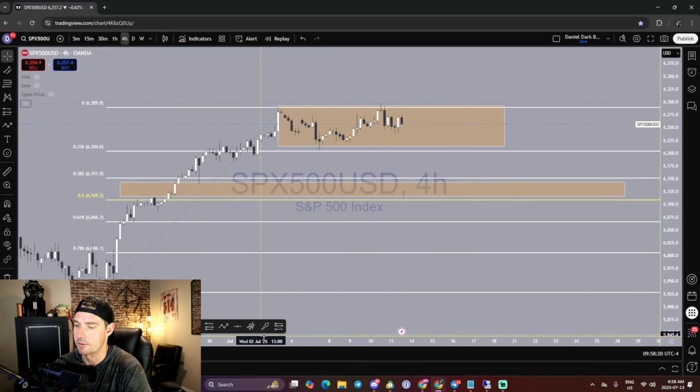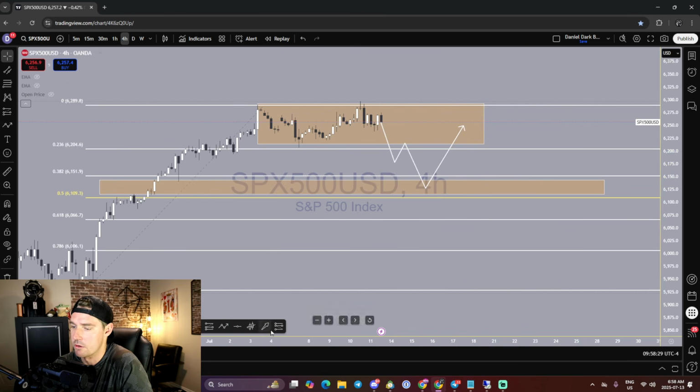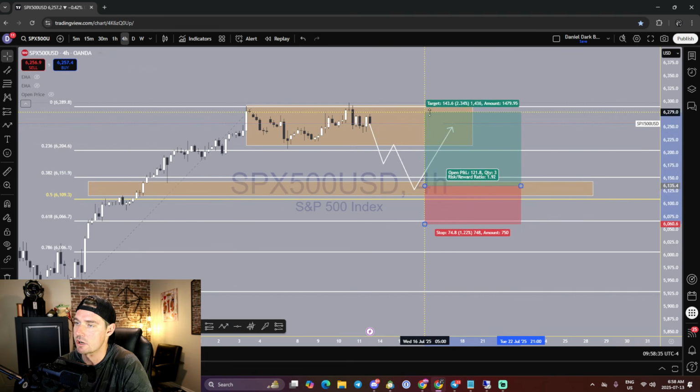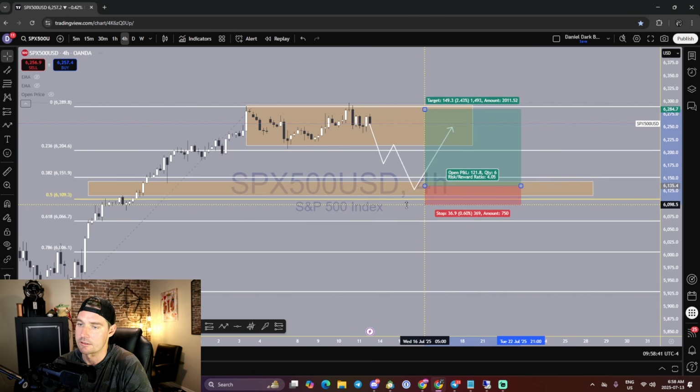So this is exactly what I would do if price came down into this zone right here and gets rejected. Then I'm going to go long. It's going to look a little something like this. And the beautiful thing about trading retracements is you can always just target the recent high by default, right? And then you can always use one of these Fibonacci levels, like the 50 here, as a defense for your stop loss. So you could go like right there.